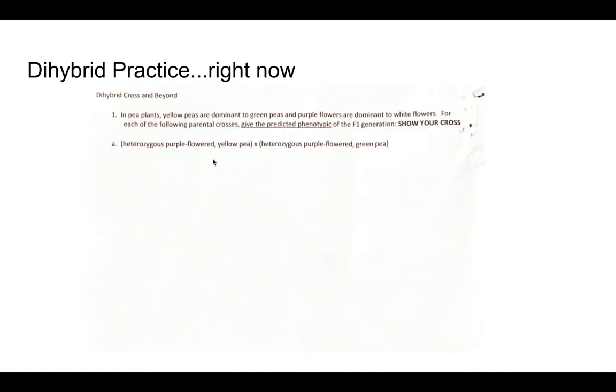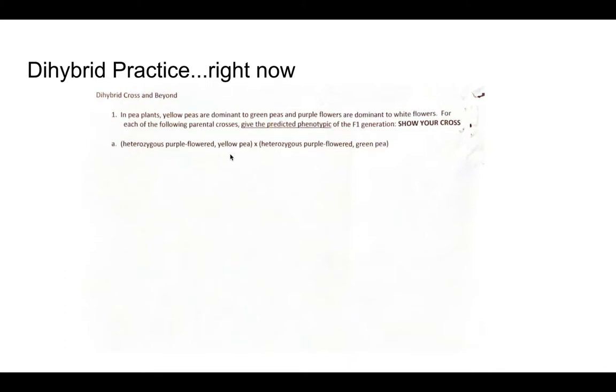Here is our first setup. We have a heterozygous, purple flowered, yellow pea parent. And we have a heterozygous, purple flowered, green pea parent. If I look over here, heterozygous purple, that's pretty easy. I'm going to choose the letter P because purple is the dominant trait for flower color, and I know what a heterozygous is. But then I look at the second part of this question and it says a yellow pea.